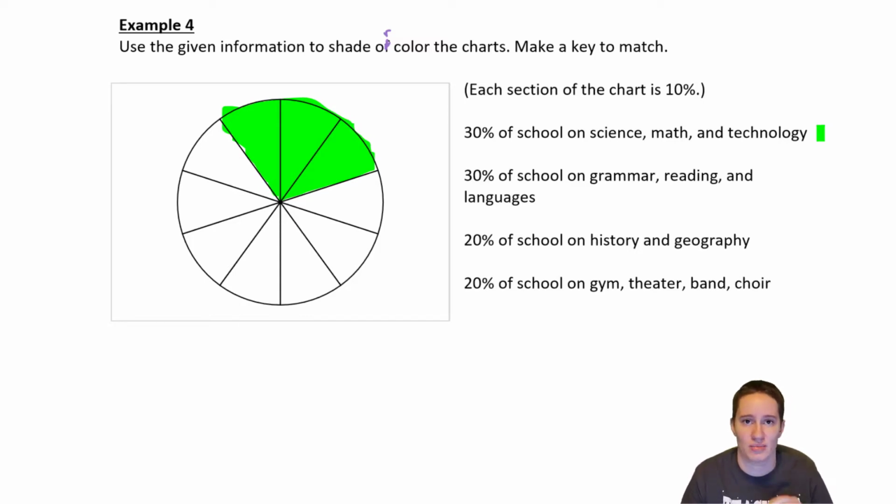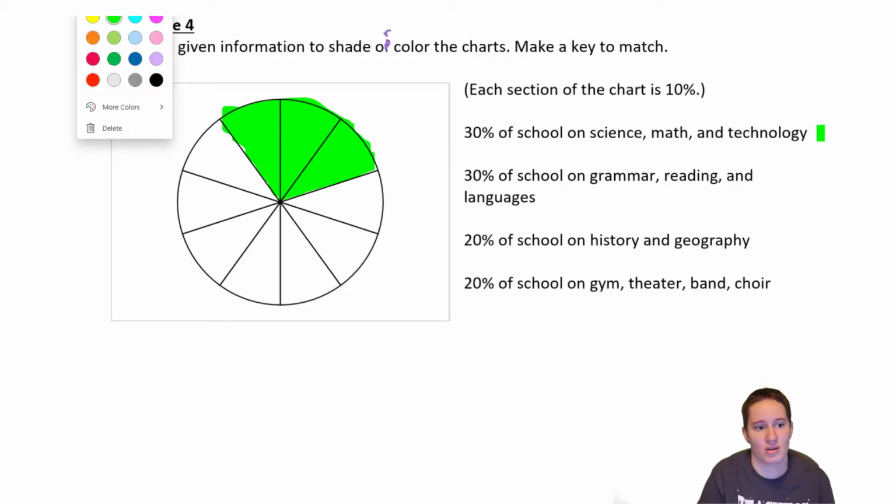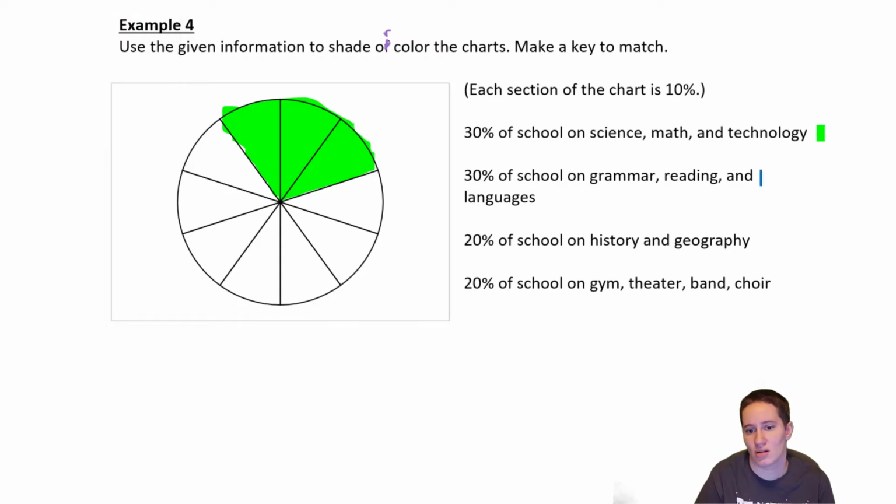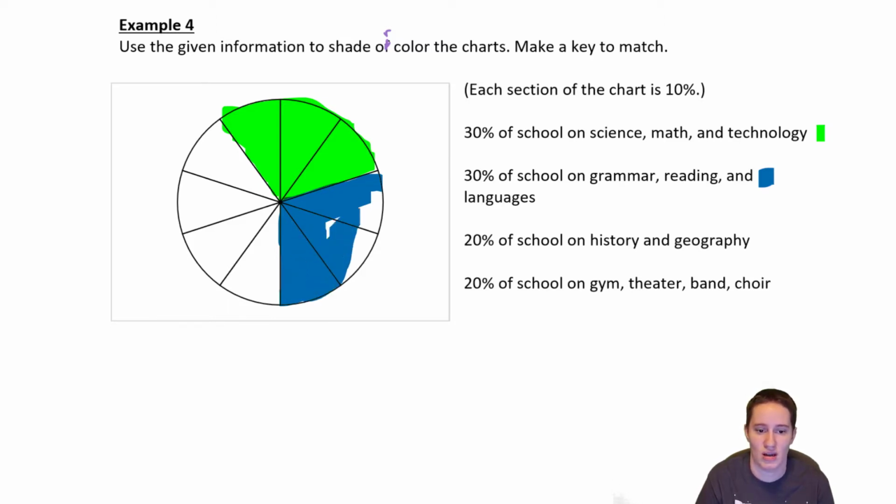So 30% means I would need 3 out of those, right? And then we'd look at the next one, 30% on grammar, reading, and languages. So I could do blue, and 30% would also be 3 of these slices, which is close to a third, but not quite. In case you are wondering, which you're probably not, 3 doesn't divide into 100 evenly. So a third ends up being 33.33333333 forever and ever percent.